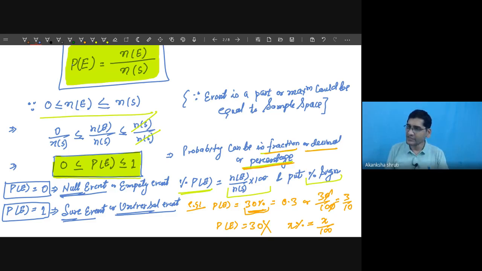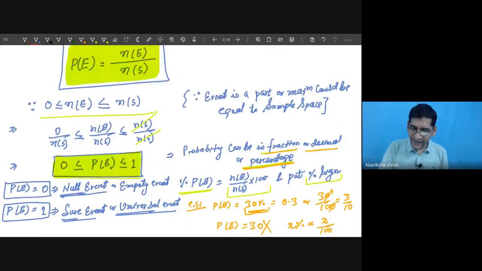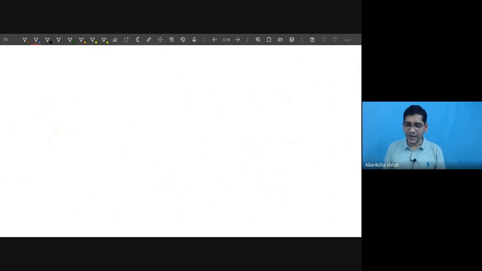So these are the two terms that we need to keep in mind. A universal event means those events, experiments, or activities in which the occurrence is always 100%, meaning the sample space matches that event. These are the two terms we have to keep in mind. How to express probability, I have also explained. Now there is another way of expressing this probability.